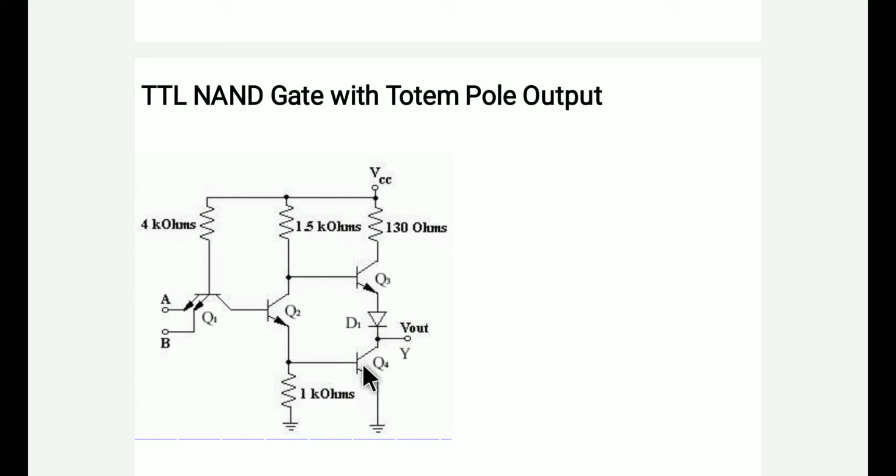Totem pole transistors produce a low output impedance. This is the main point. When Q3 is conducting, the output impedance is approximately 70 ohms. When Q4 is conducting, saturated, the output impedance is only 12 ohms. Hence the output impedance of the totem pole circuit is low, and the stray output capacitance is charged or discharged through the low output impedances. Hence the output can change quickly from one state to another. This is the circuit operation of the TTL NAND gate with totem pole output.